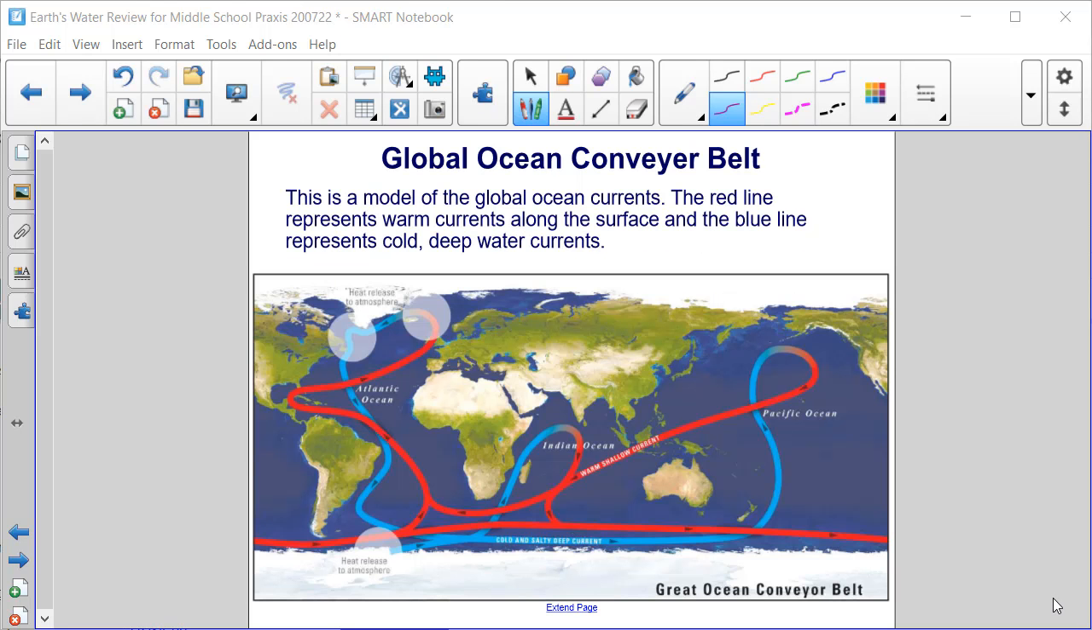So these ocean currents lead to what's known as the global or Great Ocean Conveyor Belt, where we have this movement of water kind of along a conveyor belt. The red lines, so you can follow the arrows, represent warm currents along the surface. And the blue line represents cold, deep water currents. So cold and salty, deep current. And then this is a warm, shallow current in red.